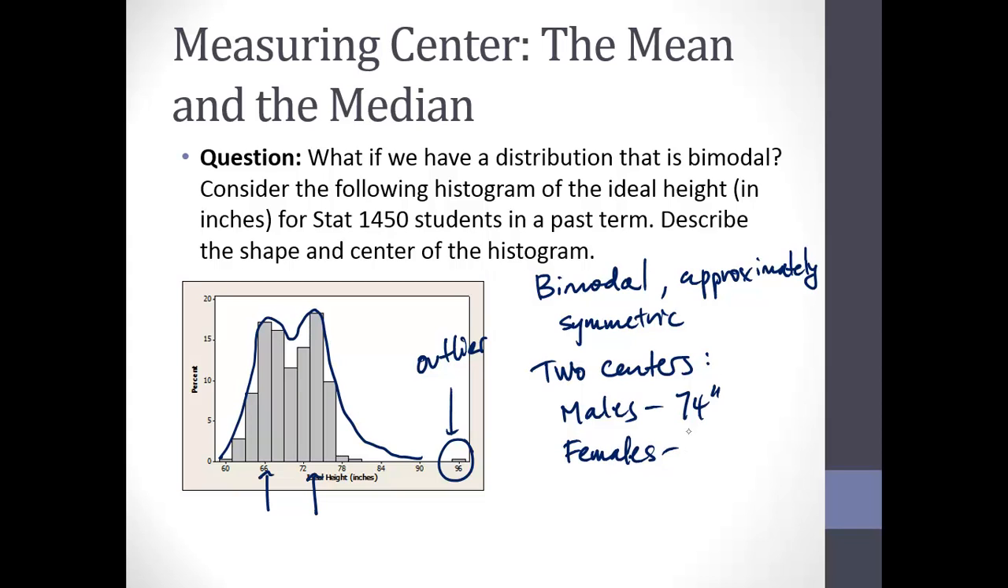And the females are a little bit lower. They're around 66 inches. And that's just an assumption we're making, that there are these two groups naturally happening. You don't have to always say what the groups are, but again, it is important to say. In other examples, it might not be as obvious what the two groups are, but it is important to mention that there are these two measures of center and say what they are.